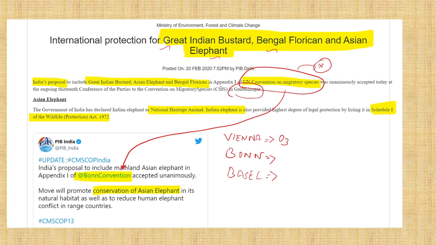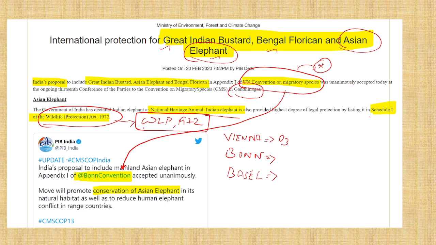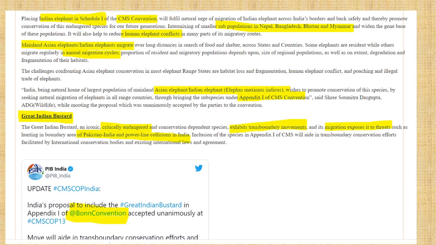You have to know the three species. The Asian elephant, which we saw in a previous video, is now added to the Convention on Migratory Species. What does that mean? It means Asian elephants move to other countries as well. We have a convention like this because some species move across borders. This is why I keep insisting you read the Wildlife Protection Act, because every important thing in environment is connected to this act. But first we'll see the elephant, which has been added to this convention.